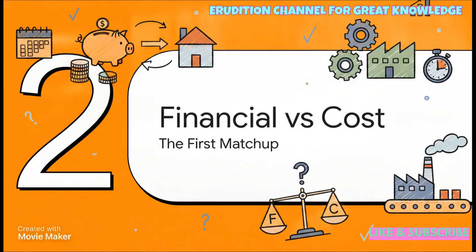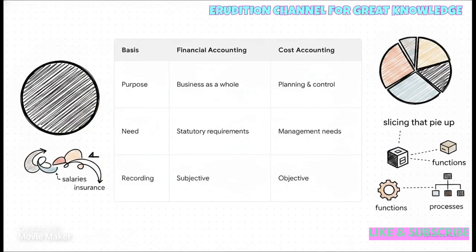Let's get into our first head-to-head matchup. The core divergence between these two systems really comes down to how you look at the business itself. Think of it like this. Financial accounting is about reporting on the whole pie. Cost accounting, it's about slicing that pie up objectively to help management plan and control operations.